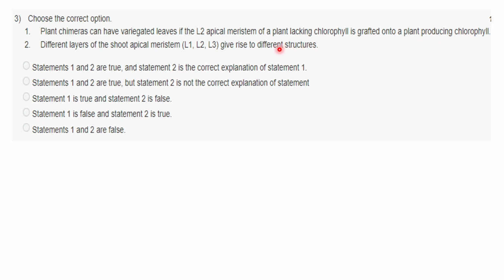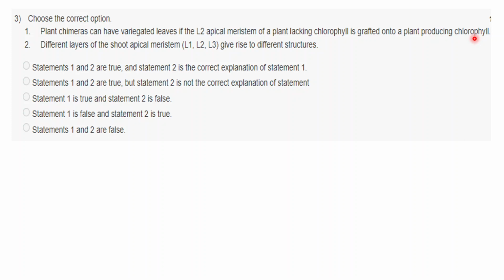So this is a tricky statement. Plant chimera, so we have a plant chimera, and the question is whether it can have a variegated leaf. Variegated leaf, mix patched leaf, or patched colored leaves, not totally green, if the L2 apical meristem of a plant lacking chlorophyll is grafted onto the plant producing chlorophyll. So we have another plant producing chlorophyll.